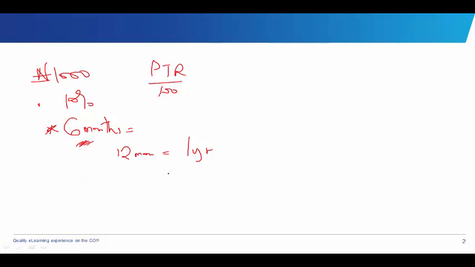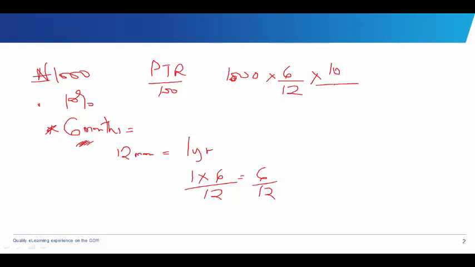So if you have 6 months, will that give us less or more? It will give us less, so if less, we divide: 1 times 6 divided by 12. So the time is now 6 over 12. So we now have PTR over 100. P is 1000 times the T, which is now 6 over 12, then times the rate, which is 10, then everything divided by 100.